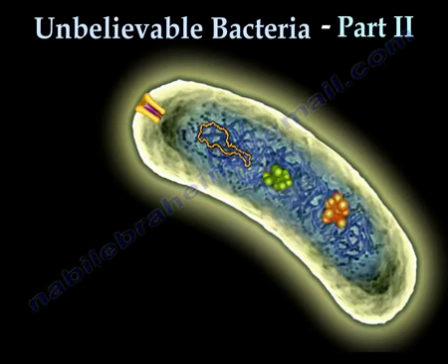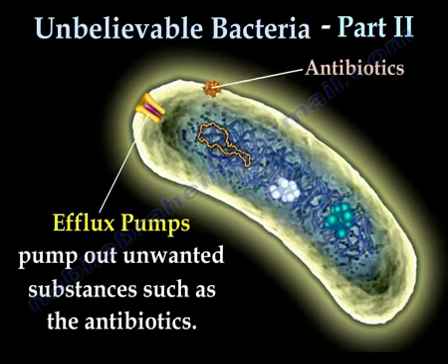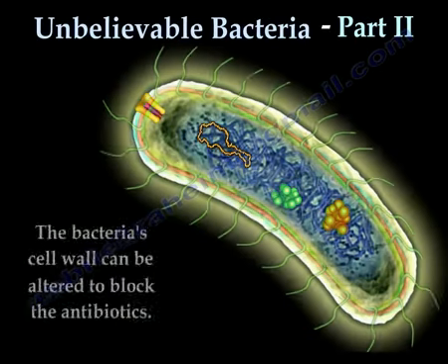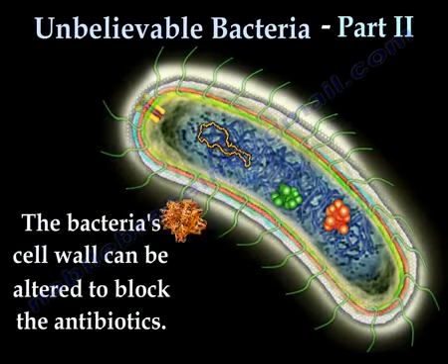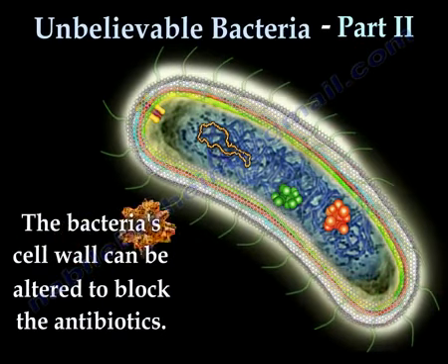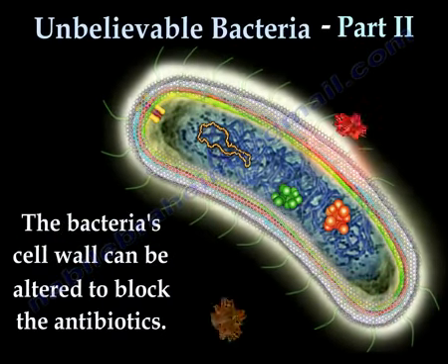They can also make efflux pumps that expel the antibacterial agent from the cell before it can reach its target site. And finally, by expressing different genes, the bacterial cell wall can be altered to no longer contain the binding site of the antibiotic agent.